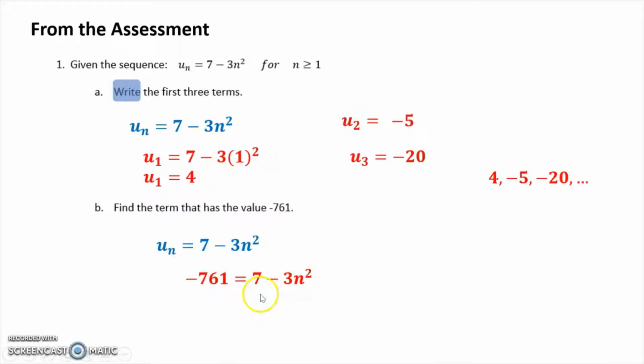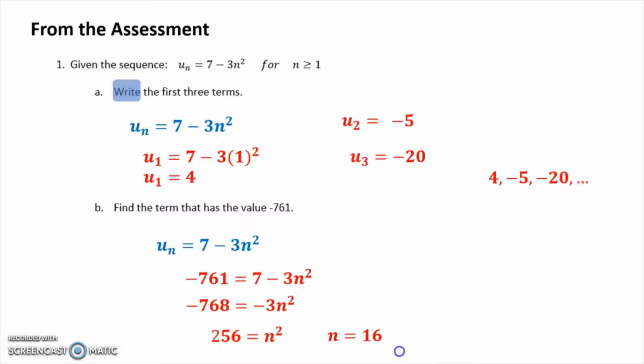Now solve this backwards. I saw this error very commonly made on people's tests. We have a 7 here. We have to subtract 7 from both sides. And when you subtract 7 from here, you get negative 768 because it becomes a larger negative number, equals this. Next, since this is multiplication here, we're going to divide by negative 3. And when you divide both sides by negative 3, you get 256 equals n squared. Finally, you'll take a square root on both sides to get n equals 16.